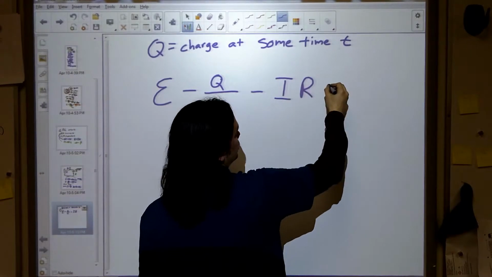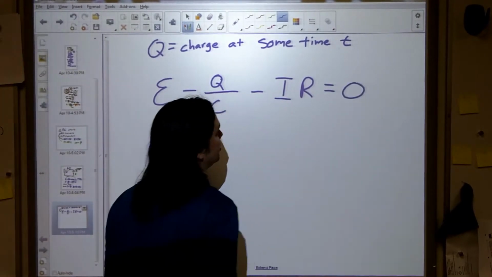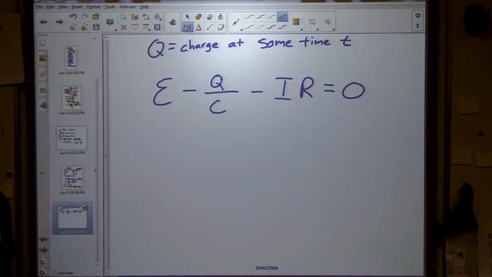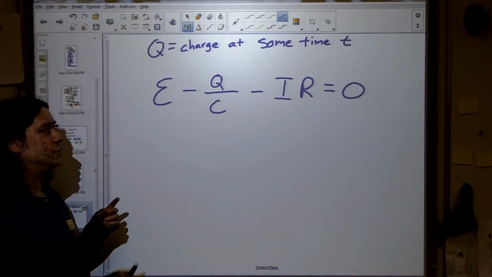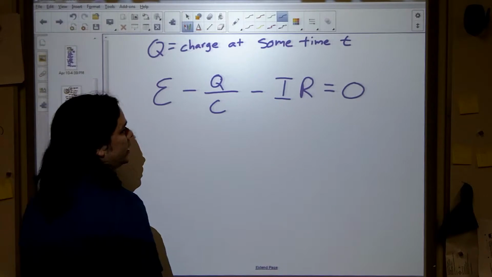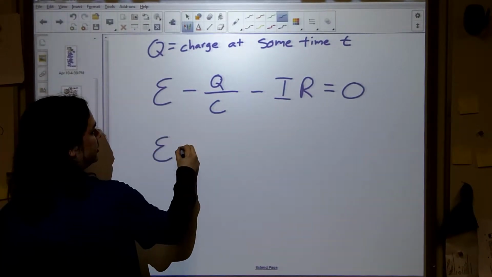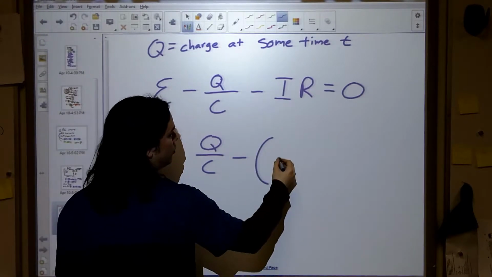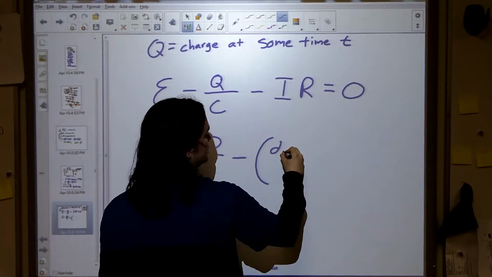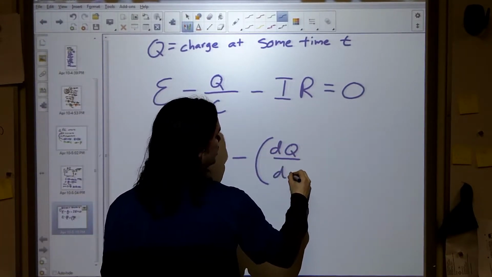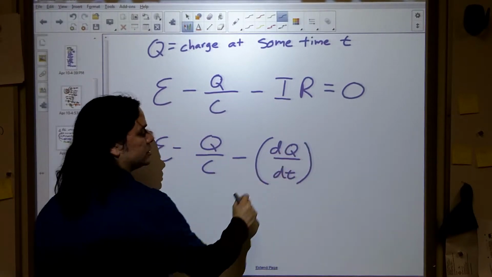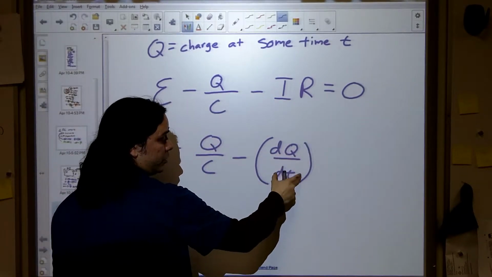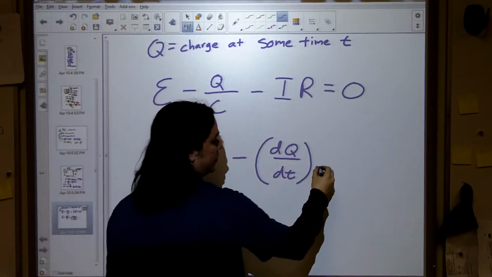This is the potential difference across the resistor, and that must come up to 0 by loop rule. I'll give you a hint. Whenever you're doing calculus of circuits, you set up your differential equation by applying loop rule. This rapidly becomes a differential equation by bringing in something that I've mentioned before. The current is equal to dq dt. It's the rate of change of the charge with respect to the time.